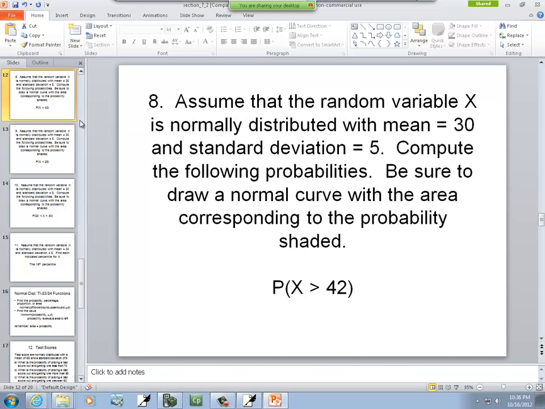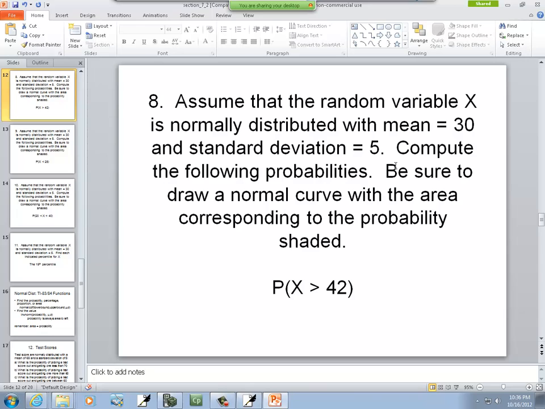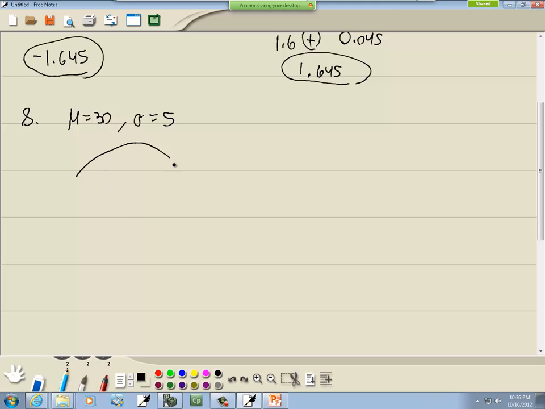Okay, so this is assuming that random variable x is normally distributed with a mean of 30 and standard deviation of 5. So mean of 30 and standard deviation of 5. It says compute the following probabilities. Be sure to draw a normal curve with the area corresponding to the probability shaded. So probability that x is greater than 42. So here's 42, and x is greater than means I'm finding that right there.